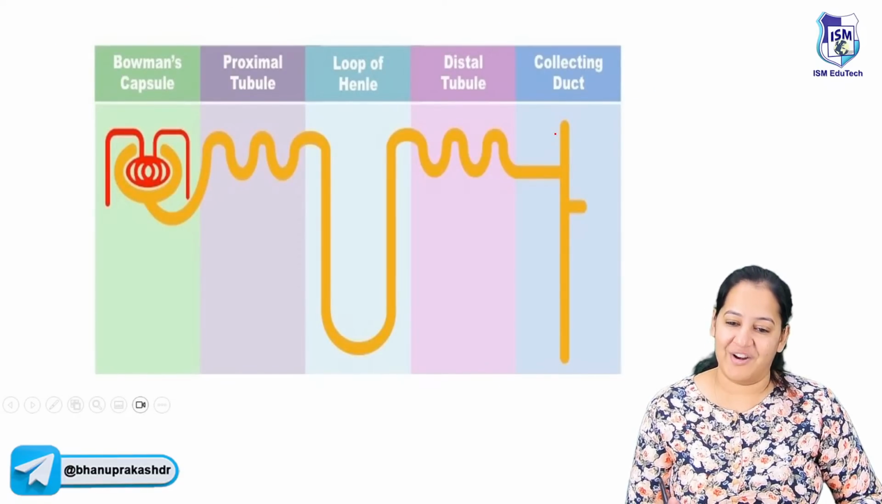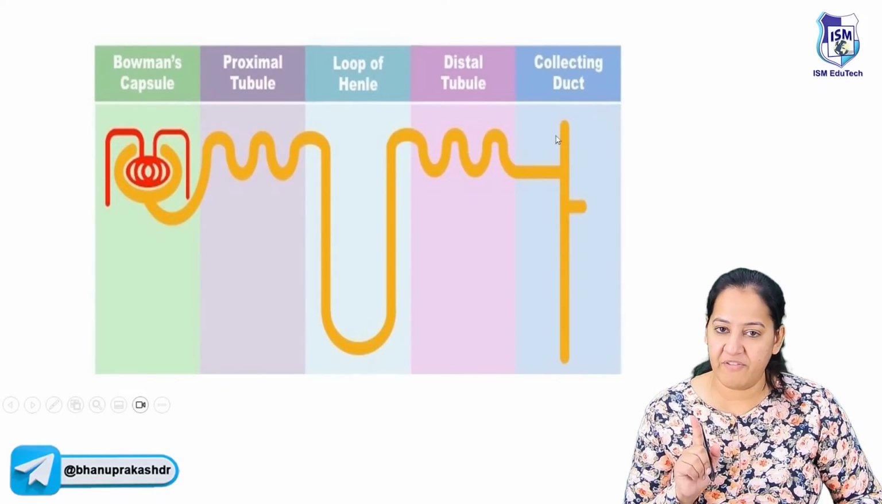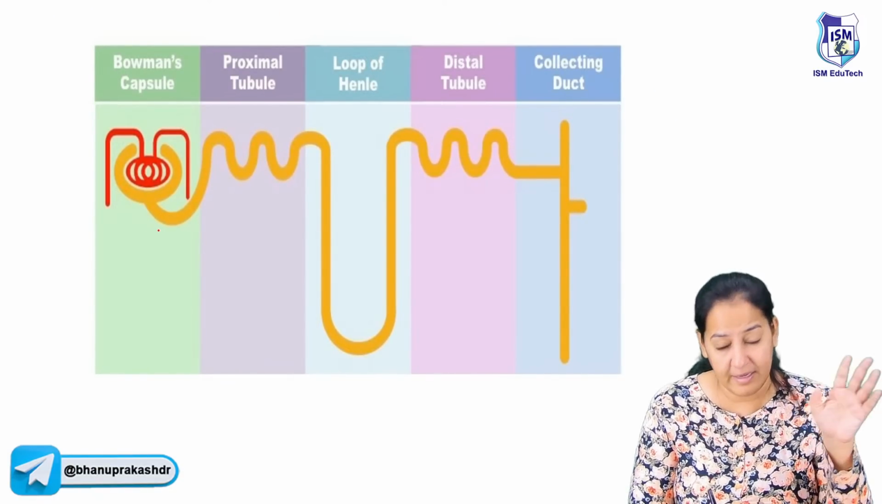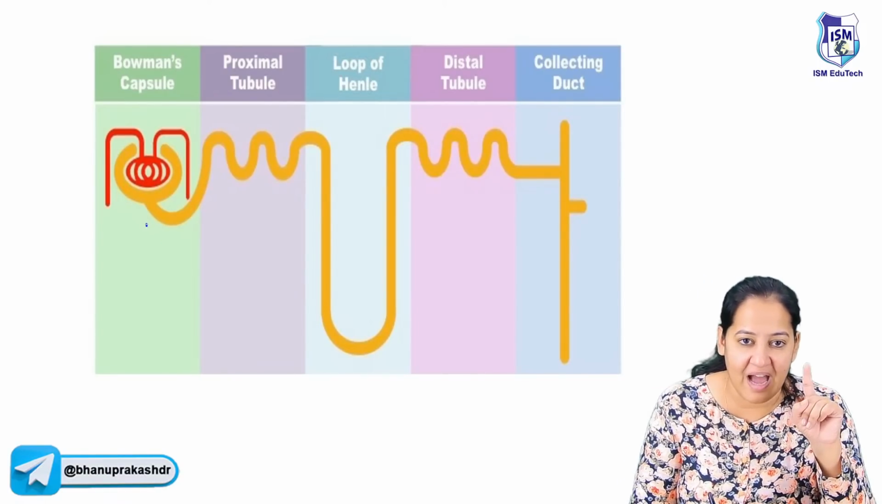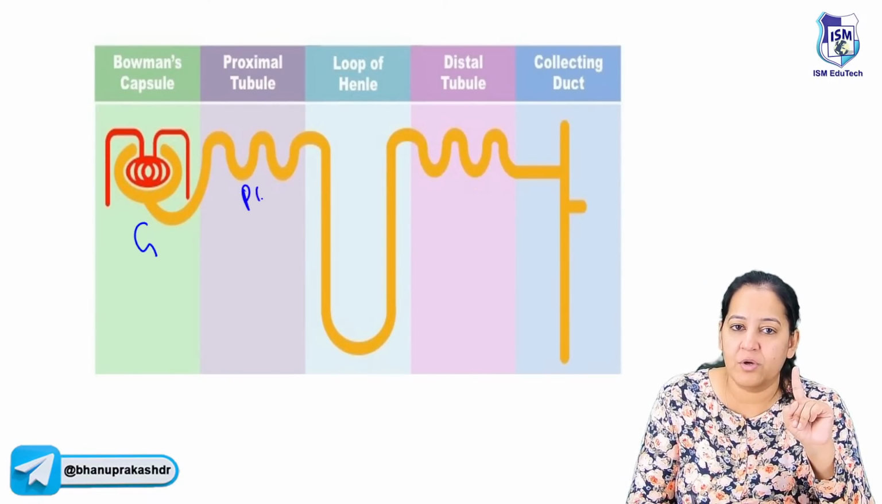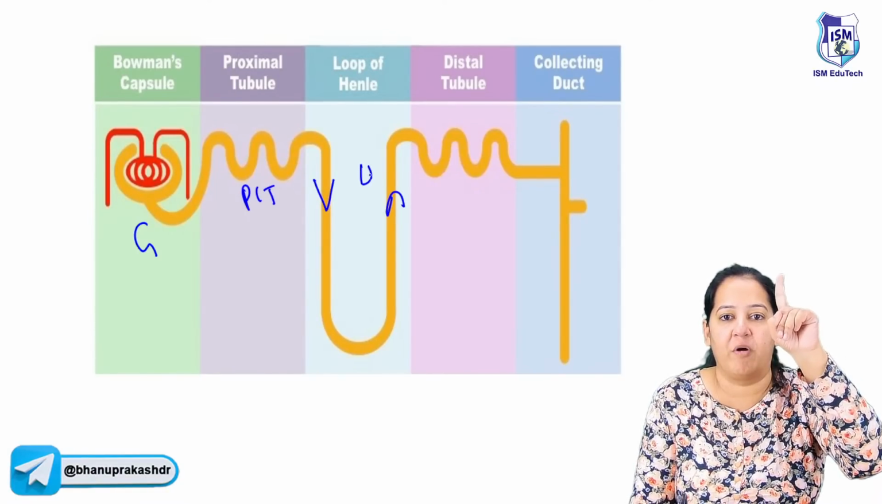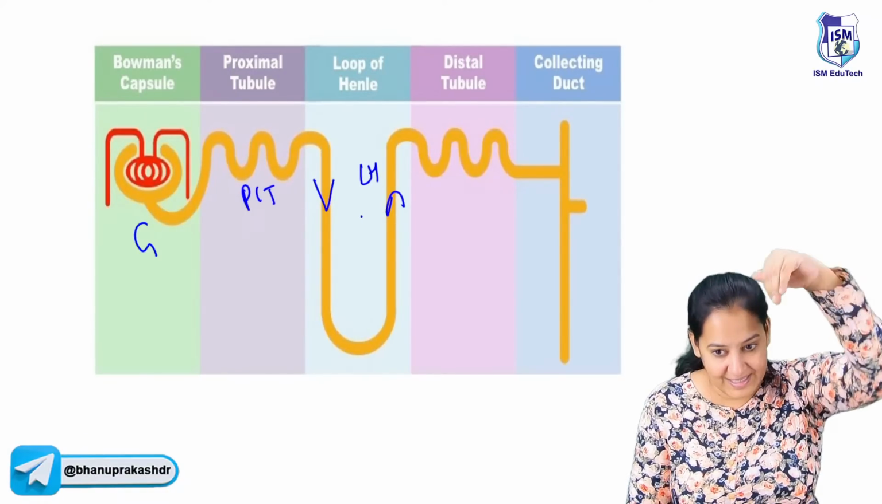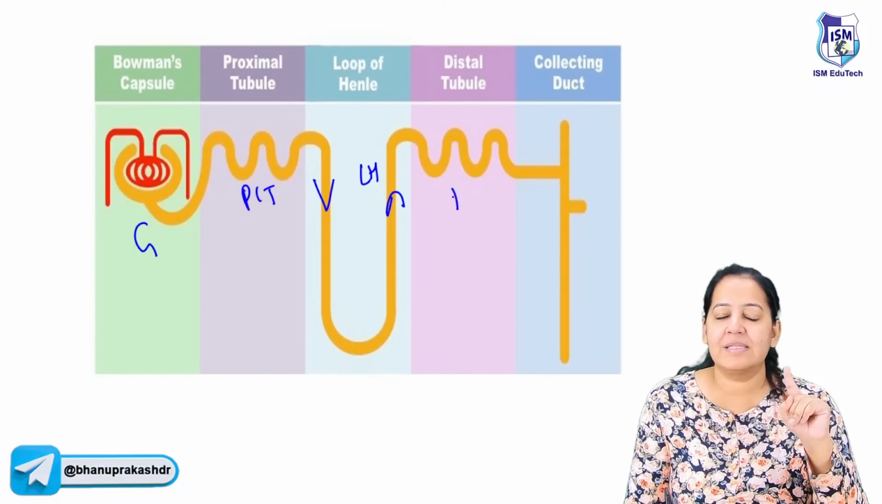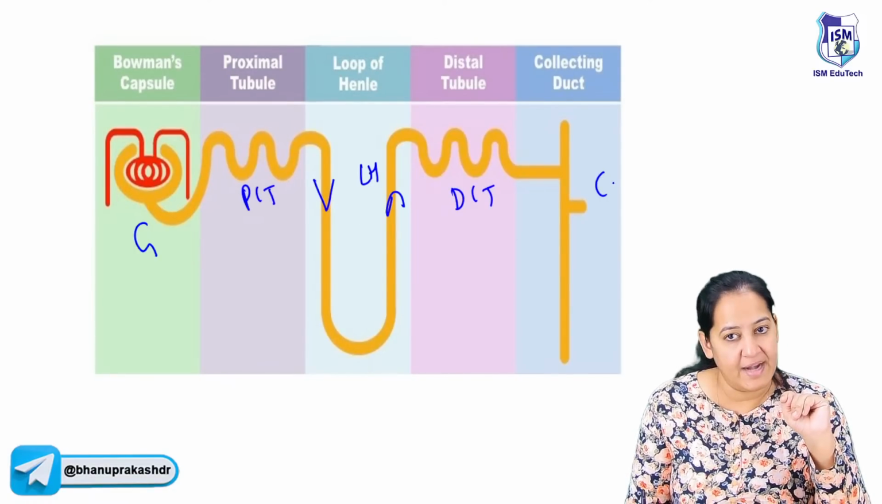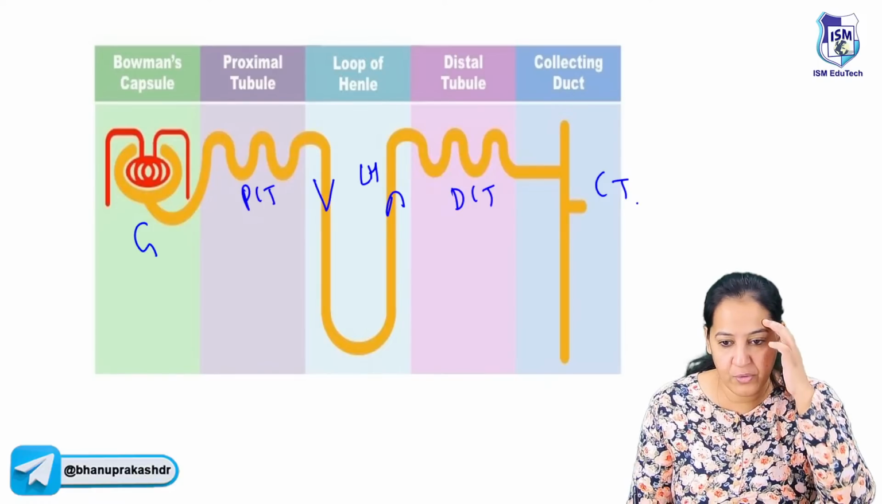So this is the diagram of a nephron. I guess everyone knows the diagram of a nephron, no need to learn. Can you tell me the sequence? The first thing we have here is the glomerulus. This is the proximal convoluted tubule. This is the descending limb of the loop of Henle. This is the ascending limb of the loop of Henle. So the loop of Henle has 2 limbs, descending and ascending. This is the distal convoluted tubule, DCT, and this is the collecting duct. Everyone knows the sequence.